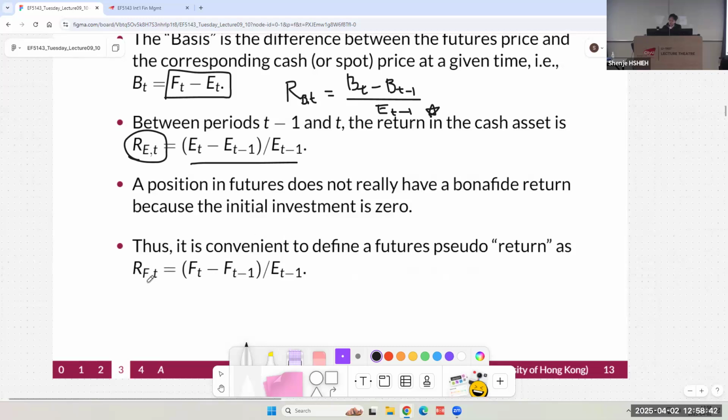For futures return, I'm going to define something called a pseudo futures return. It's called pseudo because, again, I'm not scaling by F_t-1. It's F_t minus F_t-1 divided by E_t-1. Okay, again, I put a star here, so you know that it's a pseudo return. It's not the actual return on the futures contract. It's divided by the underlying asset instead.